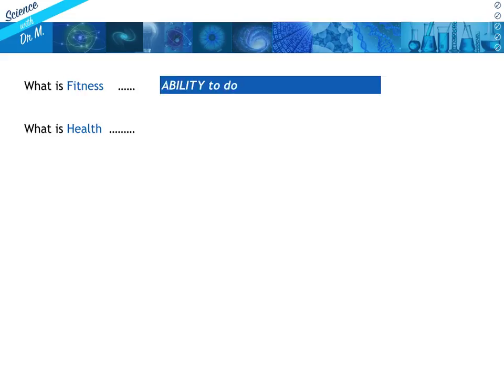Okay, so a couple of other definitions you need to be aware of. What is fitness and what is health? Often asked as, what is the difference between fitness and health in the exam paper? So here are your definitions. Fitness is the ability to do physical activity, and health is about being free from disease. So you need to be able to quote those 2 definitions.